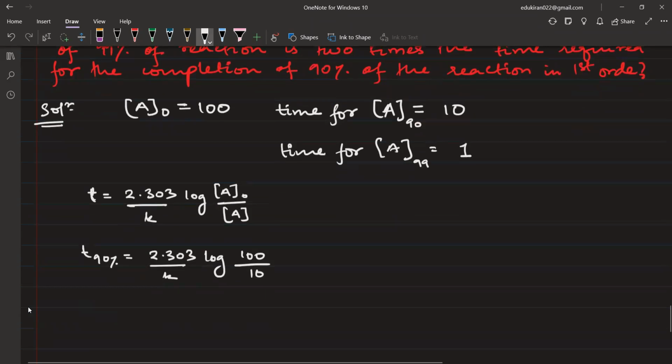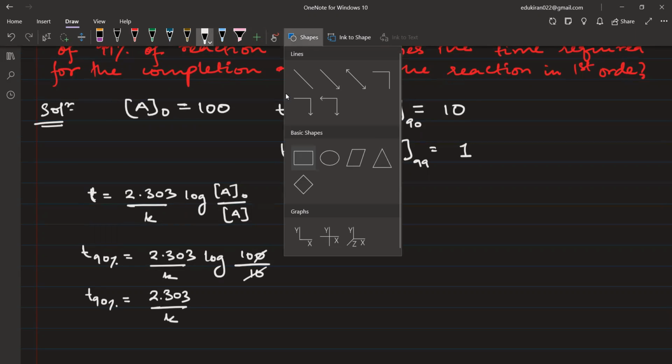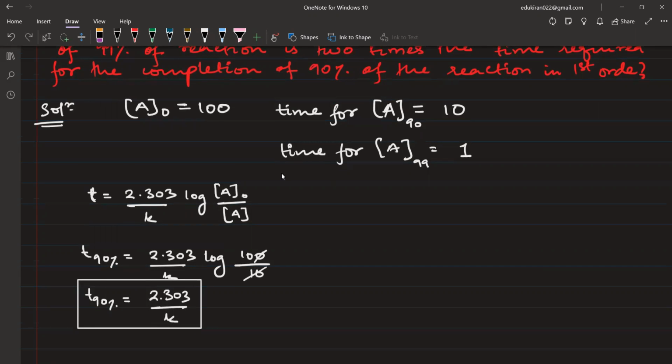Now what are you going to get? You are going to get that T 90 percentage is equal to 2.303 divided by K, and this will be what? Log 10. Log 10 is equal to how much? Log 10 is equal to 1. So this is going to be your answer, right? T 90 percentage can be this, because log 10 is equal to 1. So this is your T 90 percentage. Okay. Let us look at T 99 percentage.